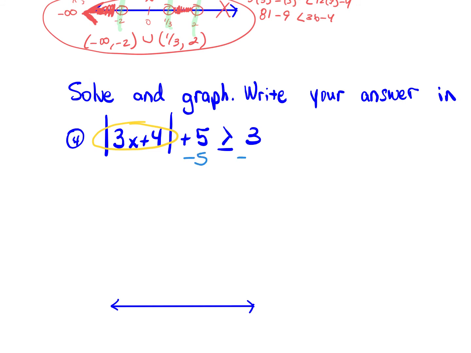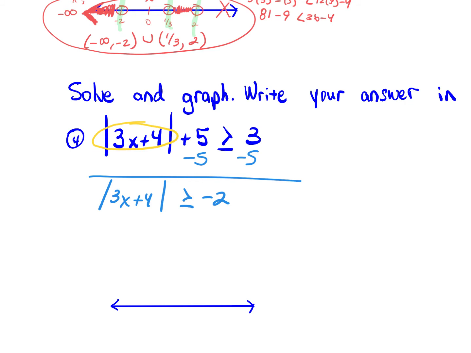Now, this is a special case, and the reason I'm starting off with it is so you guys can see it. But this is the absolute value of 3x plus 4. What do we know about absolute value of anything? It's always positive. Okay, so absolute value of 3x plus 4 greater than or equal to negative 2. What do you know right now? It can't equal negative 2.